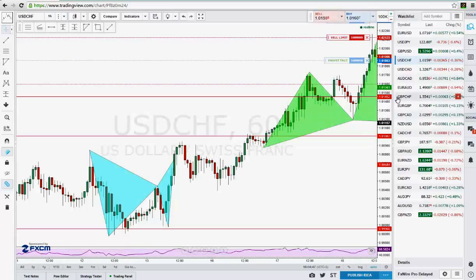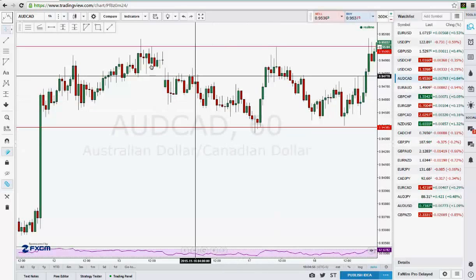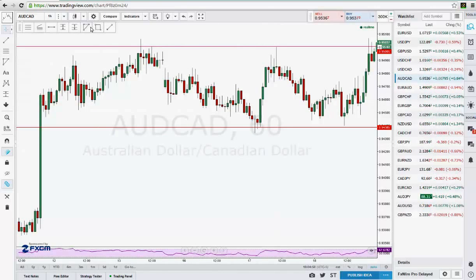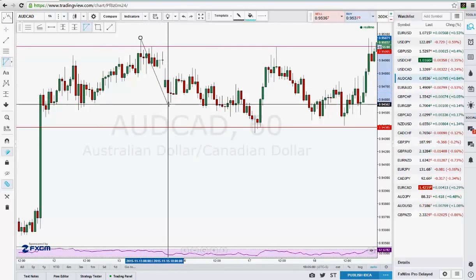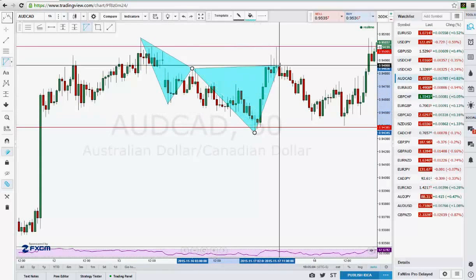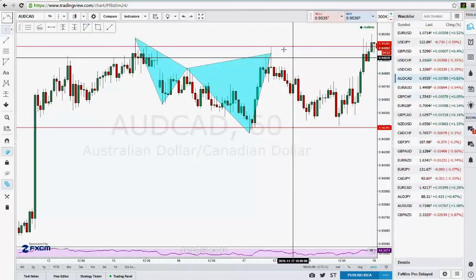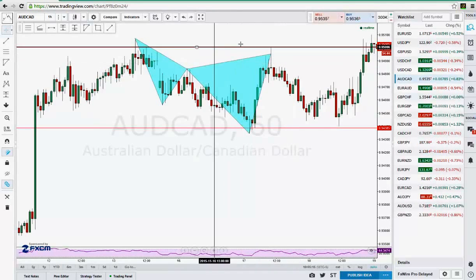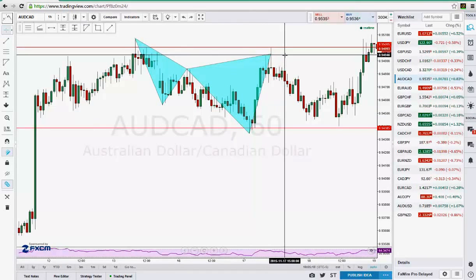That's going to happen. Next up, let's take a look at the Aussie CAD, which also produced a cipher pattern for us this week, looking like X to A to B, B to C, CD completion somewhere in that area. This pattern produced 21 pips in profit.